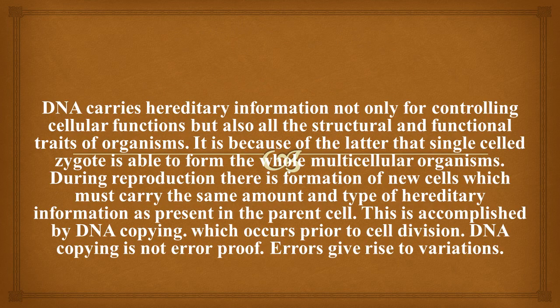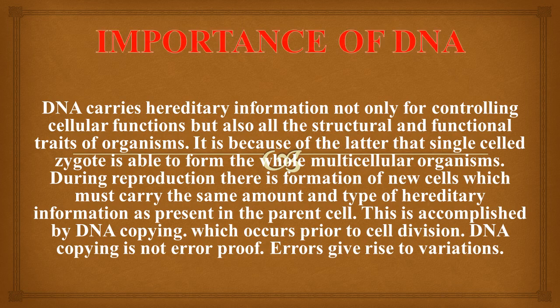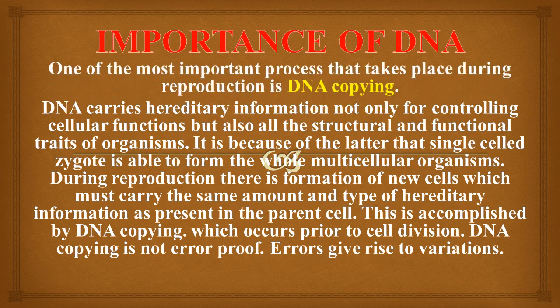Yes, the very important thing that happens during reproduction is the copying of DNA. So DNA copying is a very important feature in the case of reproduction. Because of the DNA copying, we see the differences between the parents and the offspring. The very important part of reproduction is the DNA copying. So what is this DNA copying? What happens during this particular DNA copying?